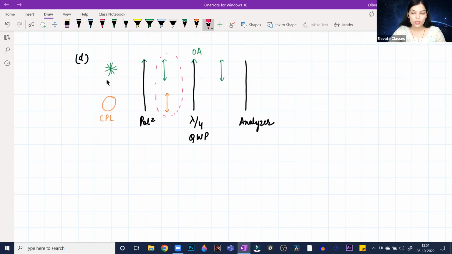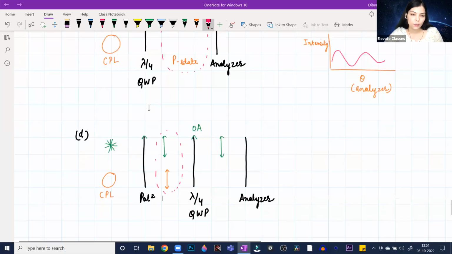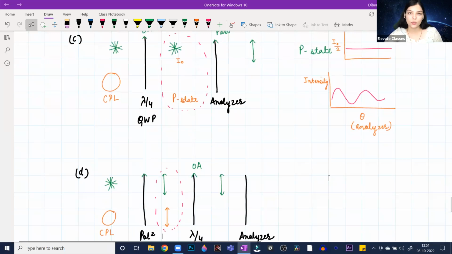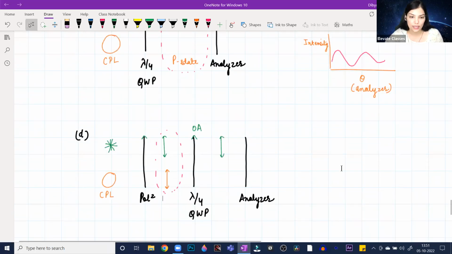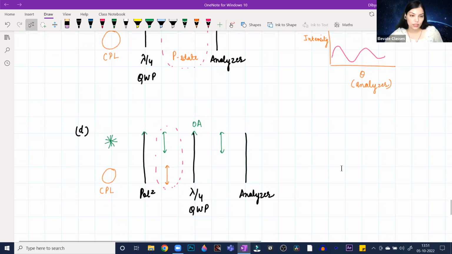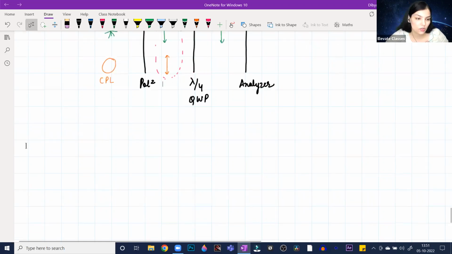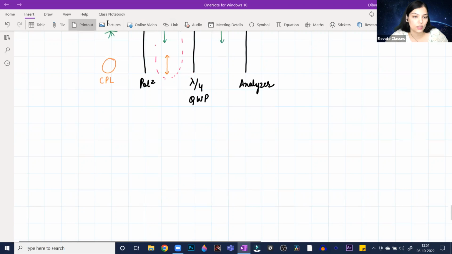So I cannot use this setup also. Okay, so this is one small shortcut you can use. But anyway, you should have an understanding of how all the components are going to change the state of the polarization. Okay, so how much time is left? Only 10 minutes. So how many questions do I have?